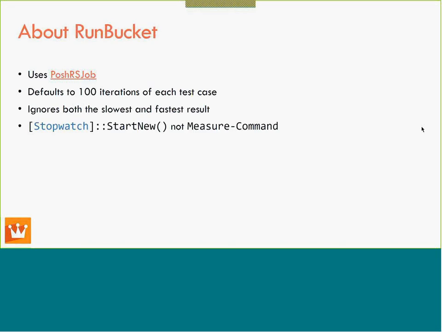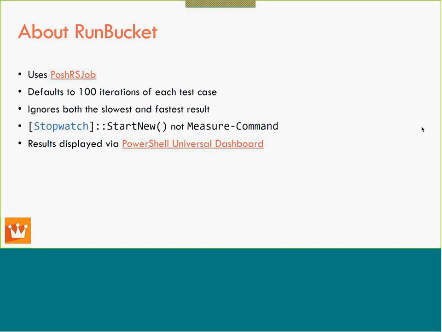And within that, I'm using the Stopwatch .NET class rather than the built-in Measure-Command cmdlet. And that's because the Measure-Command cmdlet actually disregards console output, which is the subject of a couple of our tests. So if we use Measure-Command, we miss out on some of the timings.